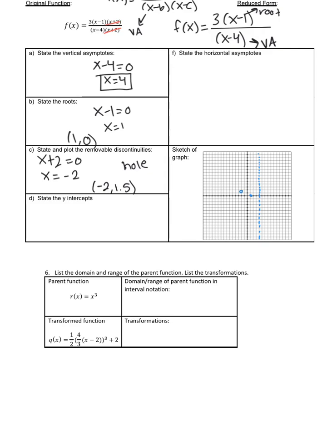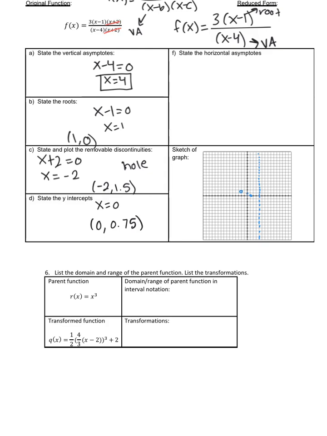Okay. State the y-intercepts. The y-intercepts happen when x is equal to 0. So again, on that same table that you've got, you are going to hit Control T, and you're going to look for the x value of 0. The y value that it's going to give you is going to be 3 over 4, or 0.75. So the y-intercept would be at (0, 0.75). So that would be like about right here.